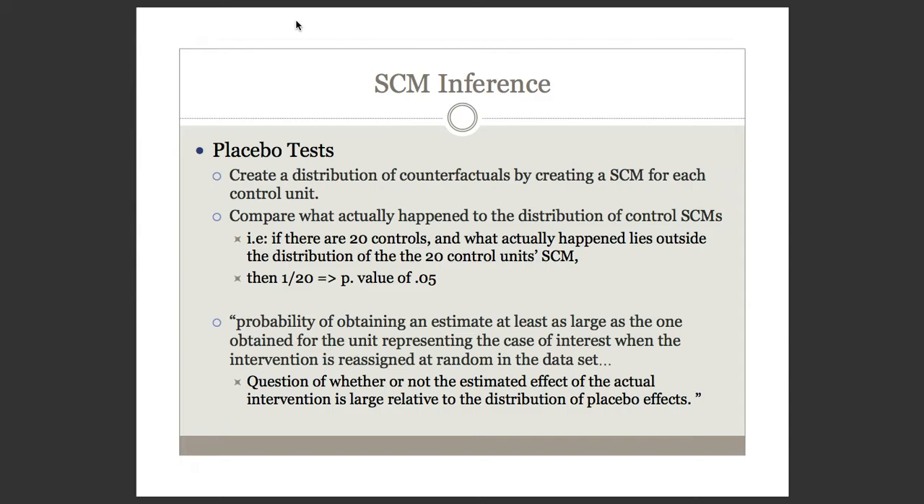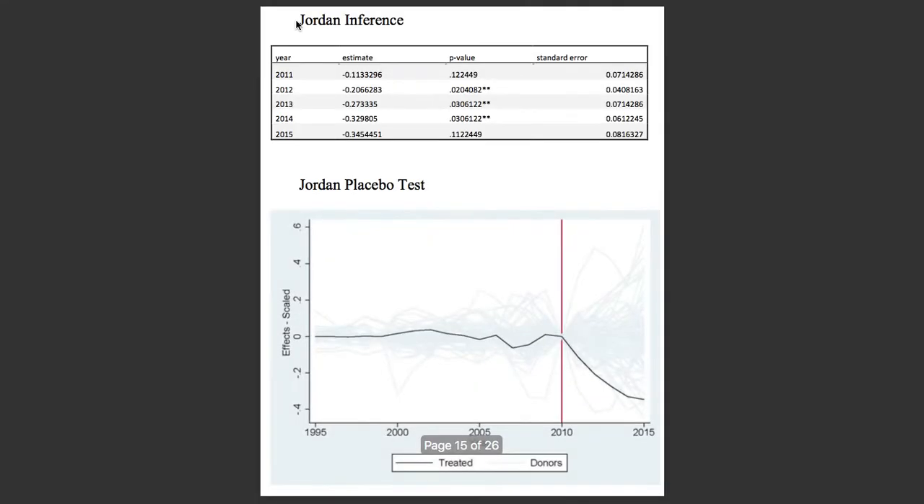What this is going to do is give me a distribution of synthetic control models for the untreated countries, and I'll compare how far the distance is from the synthetic control models to the actual countries and look at if they're further away than what happened in Jordan. This might be a little bit easier with a picture, so I'll go on to the inference for Jordan.